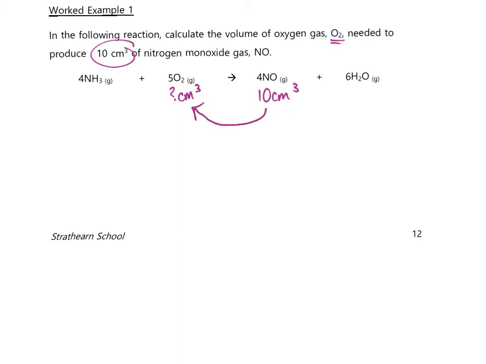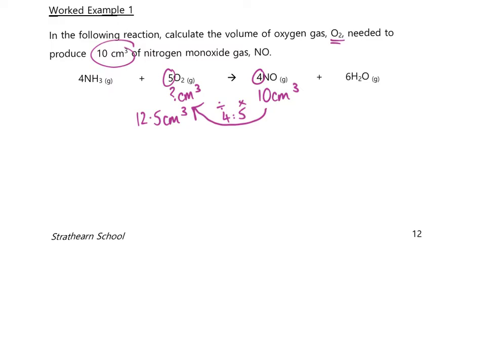So let's have a look at our ratio. Moving from nitrogen monoxide to oxygen, our ratio is 4 to 5. So what we need to do with that is divide our volume by 4 and multiply by 5. So if we divide 10 by 4 and multiply by 5, put that into your calculator. Well, 10 divided by 4 is 2.5, multiplied by 5 is going to get you 12.5 centimetres cubed. And that's the question finished. It's as simple as that.